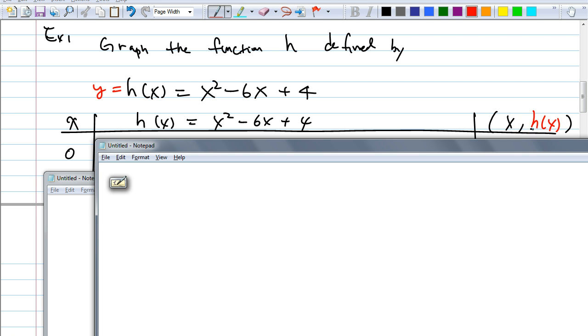Y. Okay. So go ahead, everybody find what I get for y. In other words, what's h of 0? You see how easy it is to say it now? Now that we know function notation, what's h of 0?